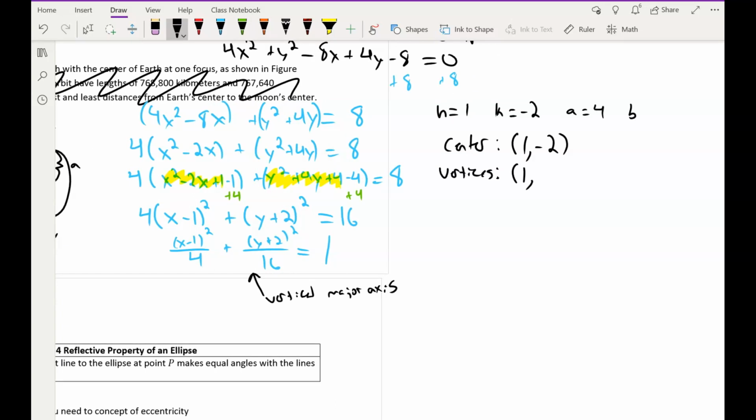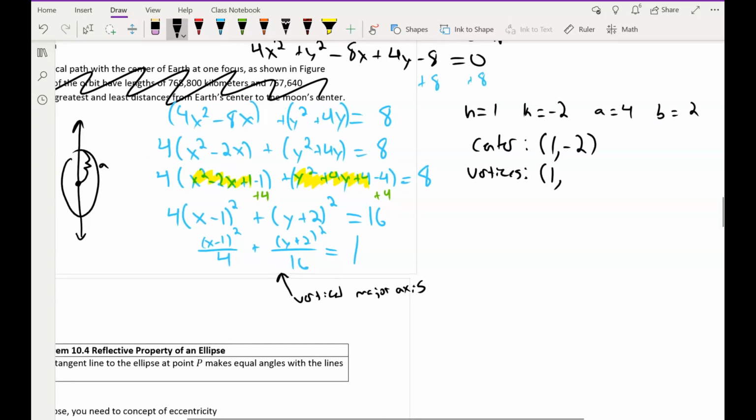And b squared, I guess let's go back, a squared is 16. Couldn't a also be −4? Remember that a technically represents a distance, so a is just going to be 4. Then our b value is going to be 2 because 2 squared is 4. So for our vertices, we're going to move a distance of a. If I go 4 up, that's like adding 4. So −2 plus 4 puts me at (1, 2) for one vertex, and for my other vertex, −2 minus 4 gives −6.